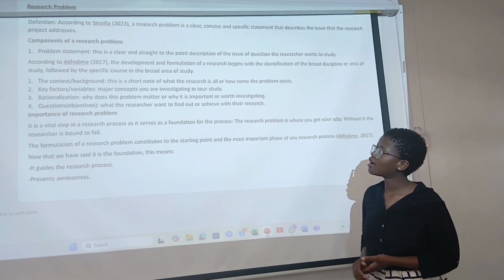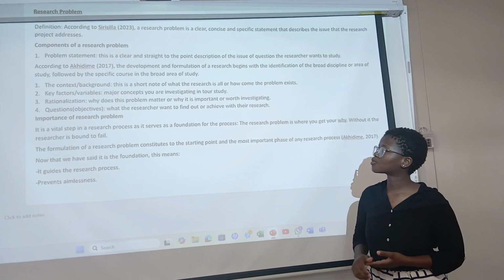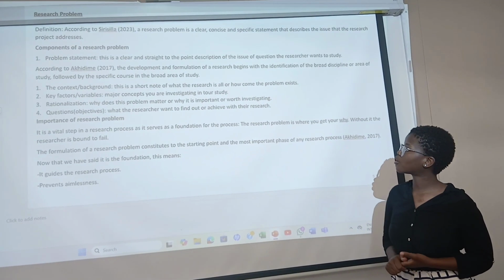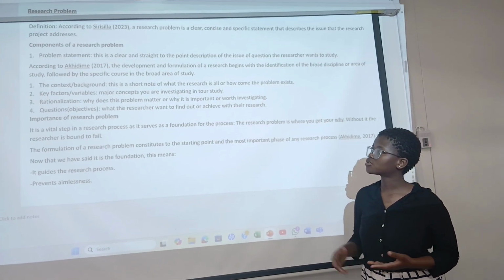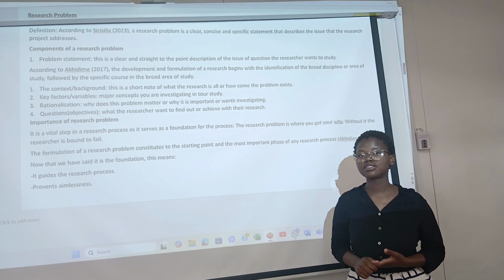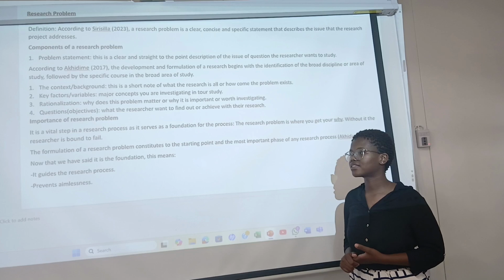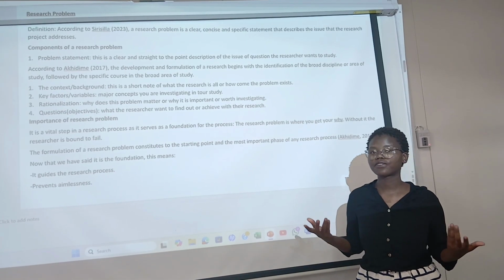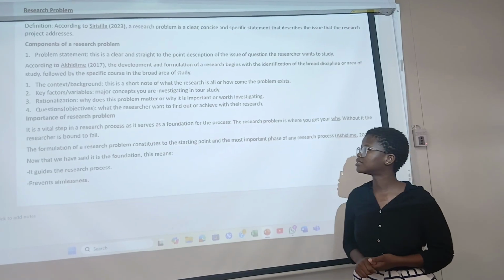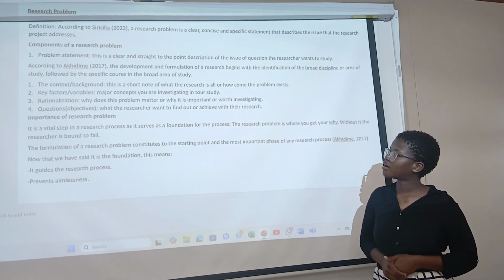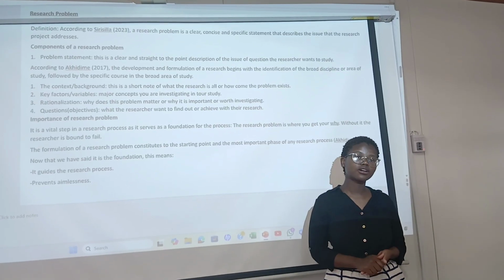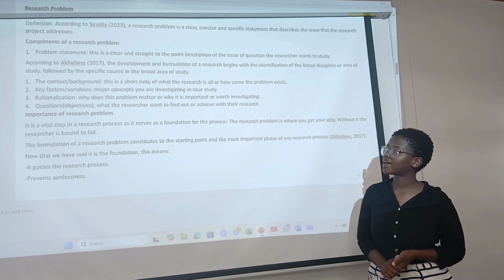Moving on to rationalization. This is why this problem matters or why it is important or worth investigating. So here the researcher gives a justification of why he or she is studying that problem, or gives a valid reason of why the study is worth investigating. Lastly, the questions or objectives. This is what the researcher wants to find out or achieve with their research.